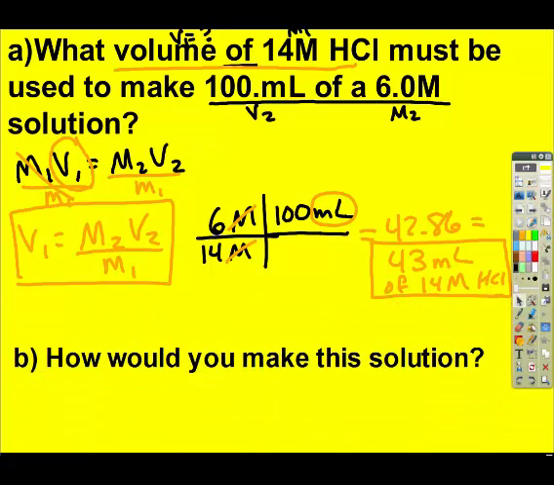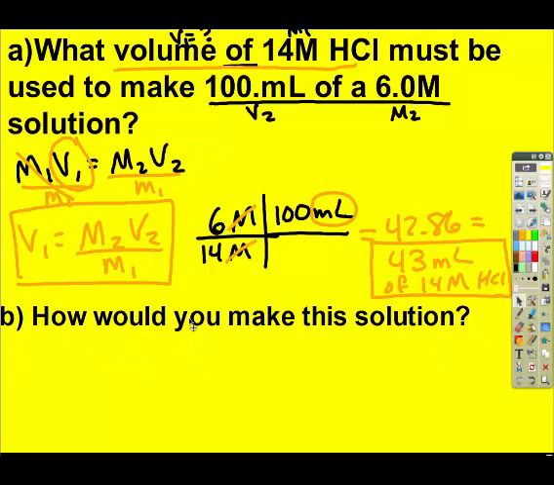The second part of this problem says, well, how would I make this solution? This is the one people usually struggle on because they don't know what they're doing. They're just plugging numbers in. So make sure that you're aware how to solve this problem because you will see it on tests and quizzes. So I'm trying to make 100 milliliters of solution. So my final volume, I need to be 100 milliliters.